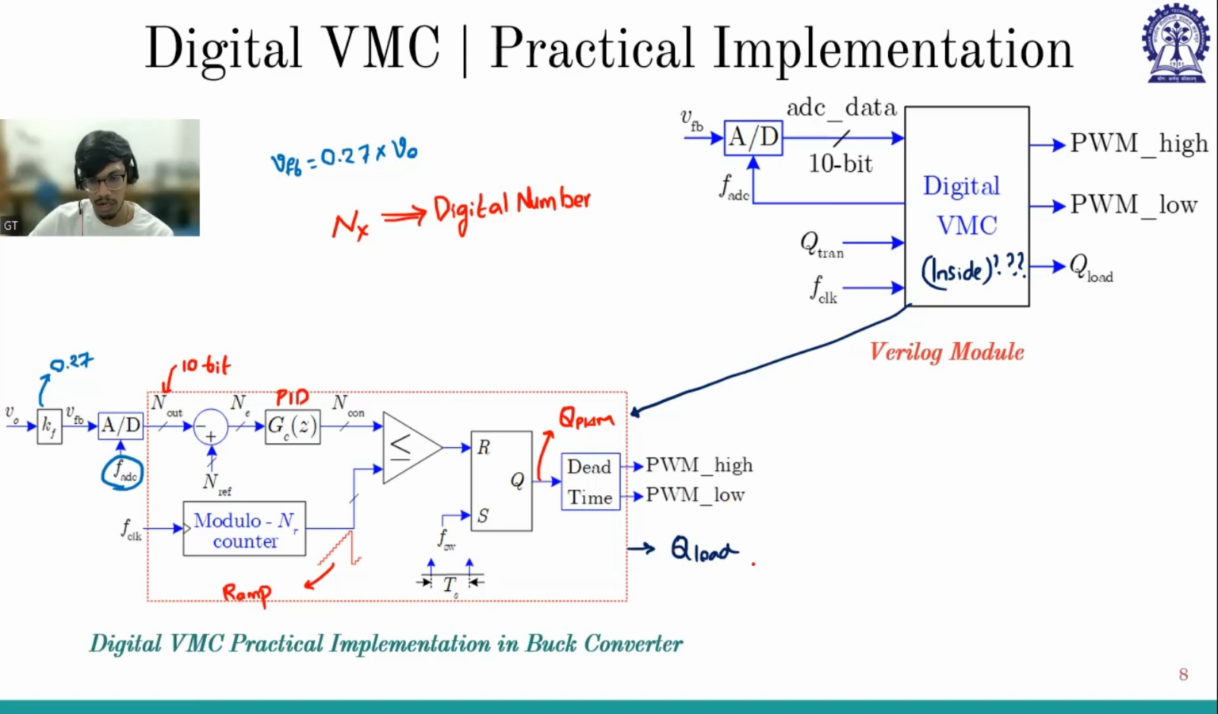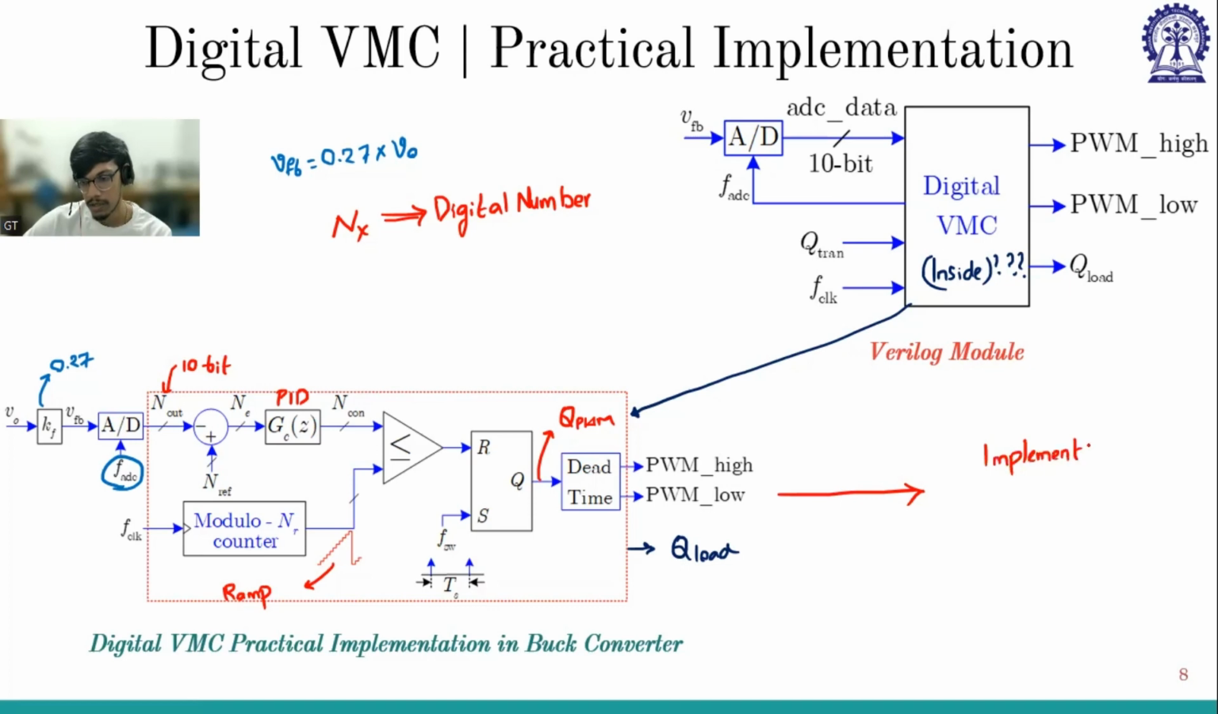Another output is Q load. So this is basically the voltage mode control, and Q load is another pulse that we need, which is also present in the Verilog module. This Verilog module should give us these outputs by taking these inputs. Till this point, it is clear, right? If you have any doubts, you may ask me. Now we are going to implement.